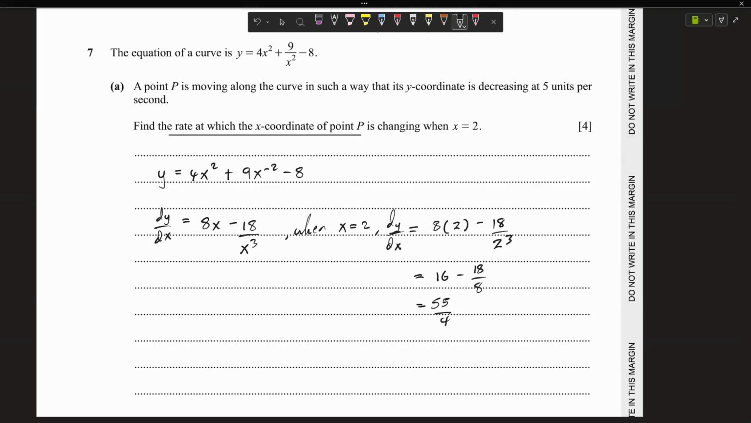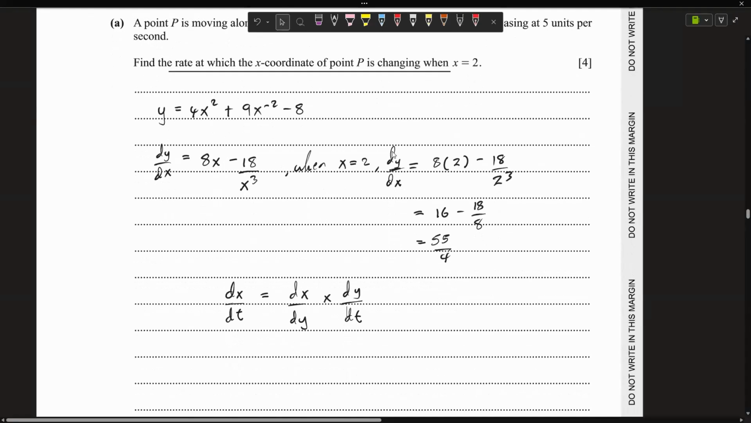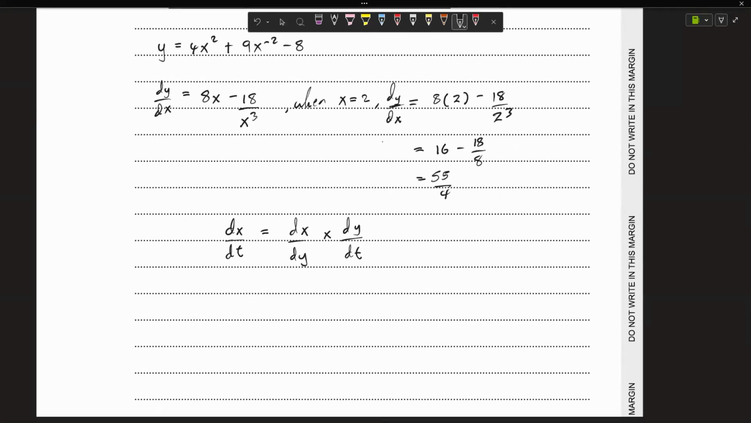rate at which the x coordinate is changing. Basically, we're looking for dx by dt. The chain rule here will be dx by something times something by dt, and that something is dy. All right, so what is dx by dy? All right, dx by dy is the reciprocal of 55 over 4. So that's basically 4 over 55. And that's going to be times dy by dt.